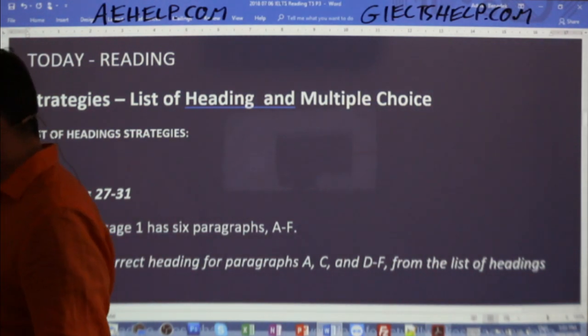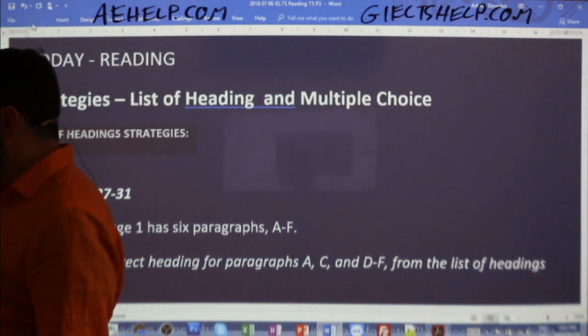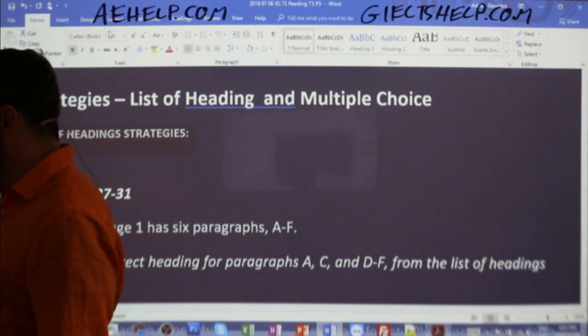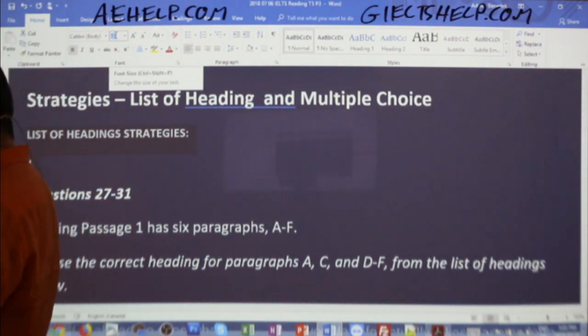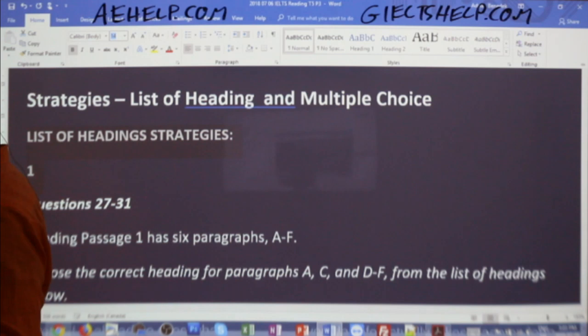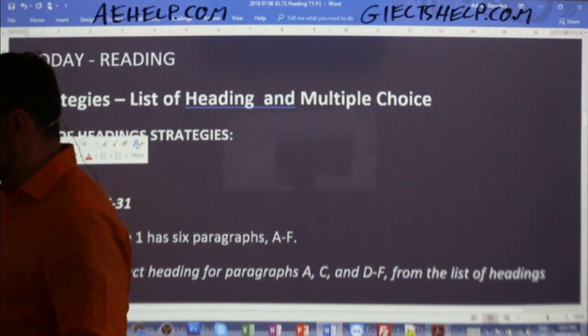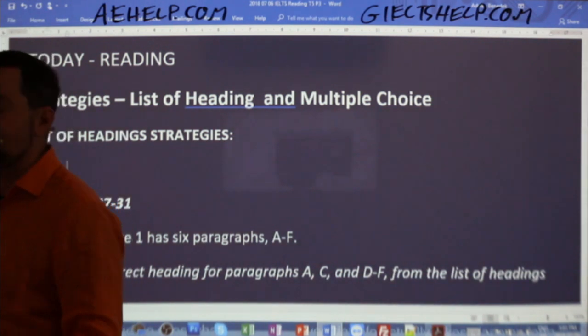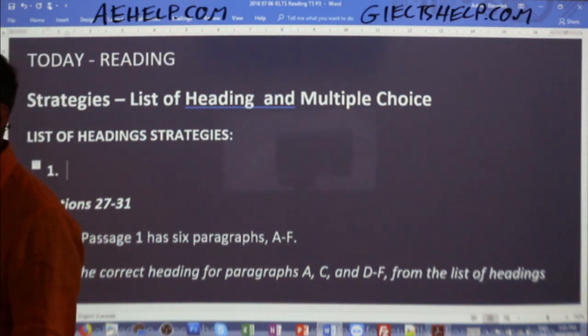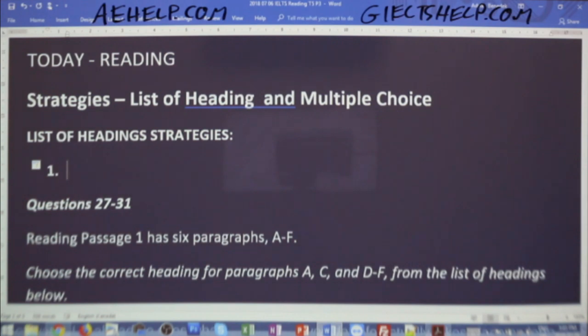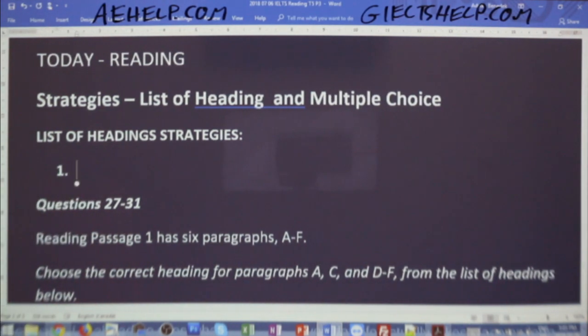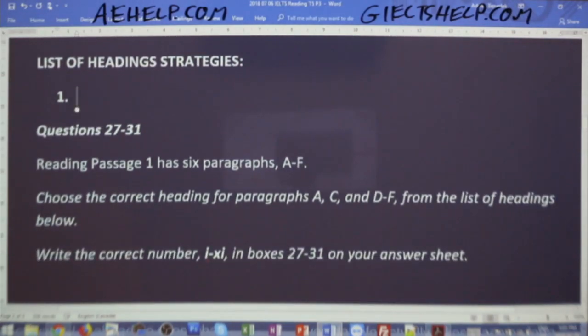Let me get this a little bit bigger for you. So list of headings is unique compared to the other 10 types of questions that you see in the IELTS, in that it is given to you first, okay? So a list of headings is the only type of question in IELTS that you will see before the reading passage, okay? Every other question comes after the reading passage.